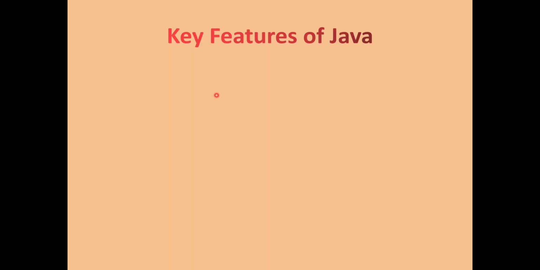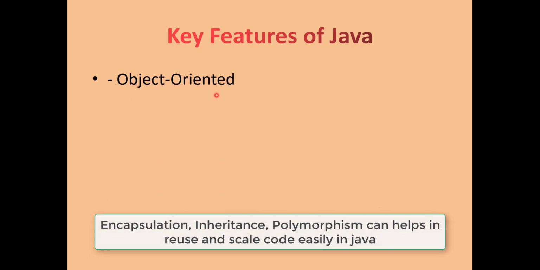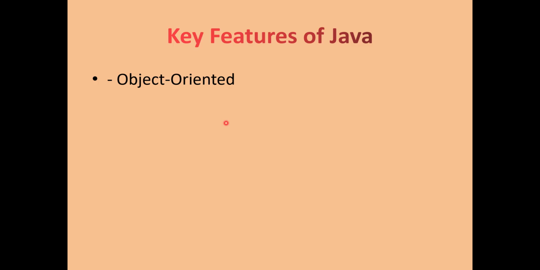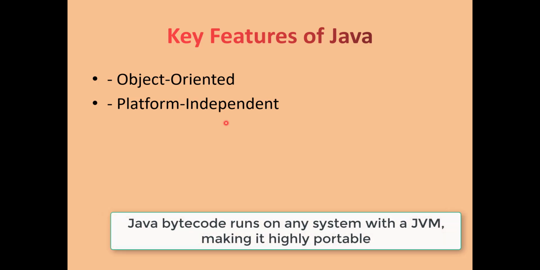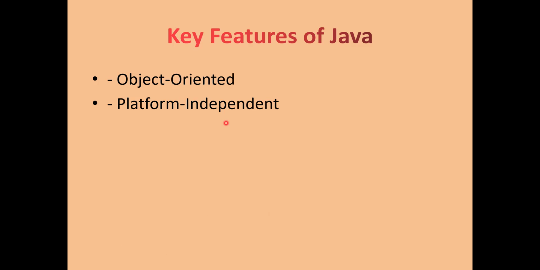Now let's see the key features of Java. First, very important, is object oriented. Java is based on the principles of object oriented programming, which includes inheritance, encapsulation, polymorphism, and abstraction. All these concepts will help you create reusable and modular code and methods. We already saw it is platform independent. Any Java program you will be able to run on any device which has a JVM. We write a Java program, convert it into bytecode, and bytecode can be executed on any device with the JVM. That's why it is platform independent.